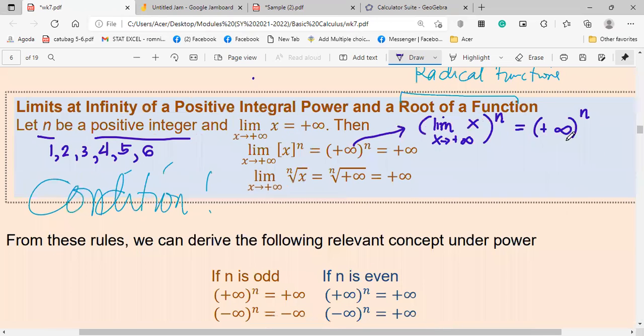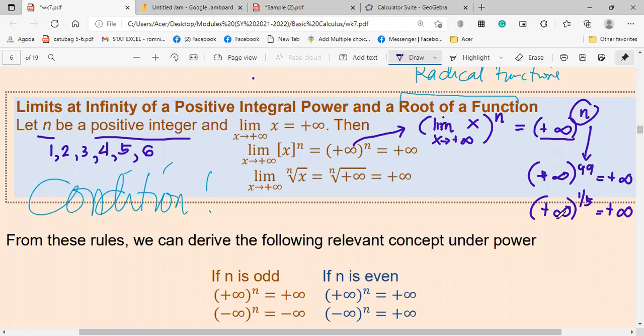When the base keeps on increasing, for whatever is your n, be it odd or even, it will always increase. Example, i-raise mo ito sa 99. Positive infinity pa rin yan, class. I-raise mo ito sa 1/5. Positive infinity pa rin yan. Yun yung kagandahan. Kahit hindi siya integer, fraction yan. Yun yung ginagawa niya.